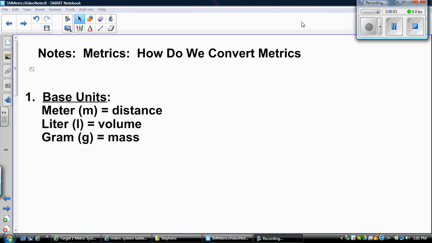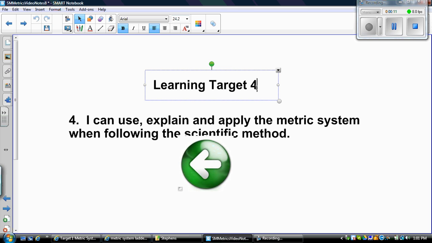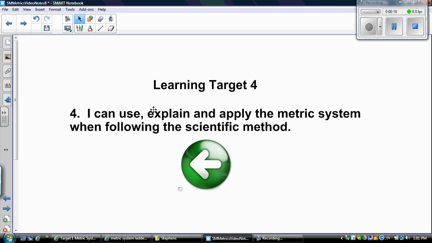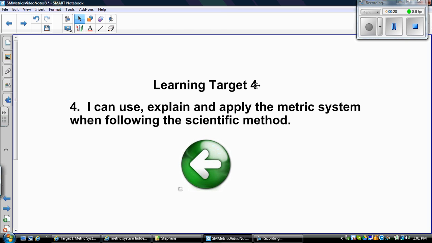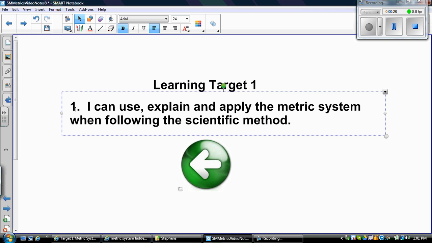Okay, the last thing we're going to review is how do we convert metrics. So this goes with learning target 4: I can use, explain, and apply the metric system when following the scientific method. I think that actually is part of 1, sorry. So when we conduct experiments and follow the scientific method, we have to be able to use the metric system.